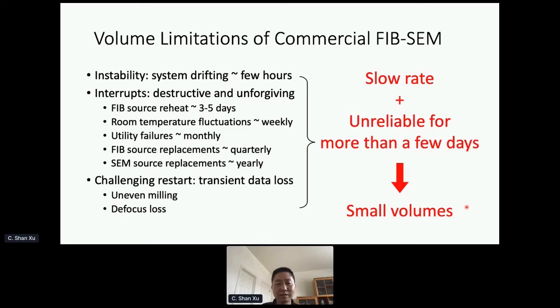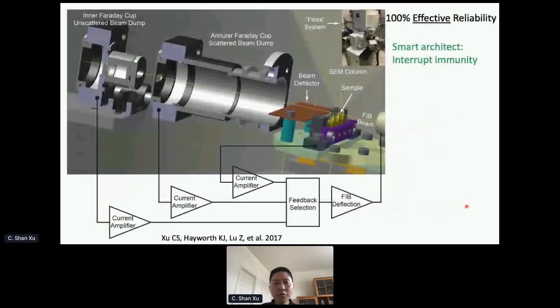So how do we solve this problem? Well, long story short, I redesigned the entire control system and developed what I call a smart architecture that's immune to interrupts. My philosophy was to create a smart system with 100% effective reliability that's not afraid of these interrupts, and most importantly, is capable of resuming the imaging from these interrupts without defects in the final image stack.